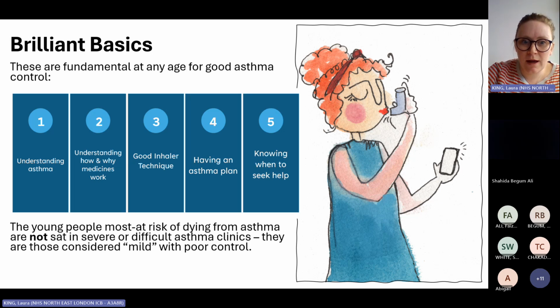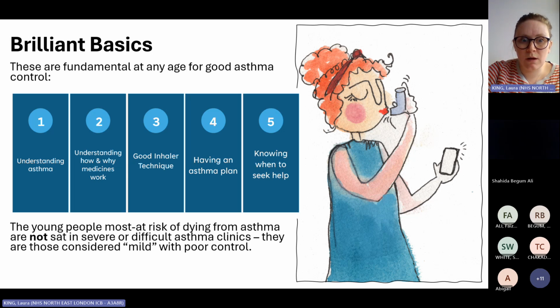And number five, last but absolutely not least, knowing when to seek help. So knowing where you are in your plan, i.e. green, amber, red, but also knowing how to seek help, when to seek help, and knowing that you're unwell. It sounds really obvious, but when we look at the asthma deaths nationally, but also in our patch more specifically, a lot of young people, unfortunately, who died just actually weren't aware that they were having an attack, and therefore everything was delayed.